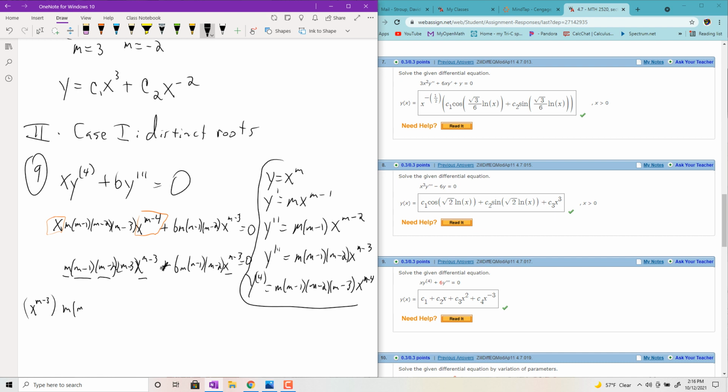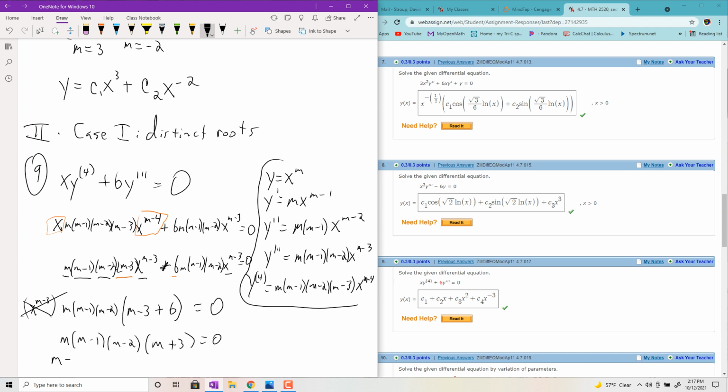And then m times m minus 1 times m minus 2, I'm left with m minus 3 from the first part. That's the only thing that's left. And then the second part, I'm left with a 6. So it'd be m minus 3 plus 6, and that's equal to 0. You can just toss the x to the m minus 3 in the trash. And you're left with m times m minus 1 times m minus 2 times m plus 3 equals 0.